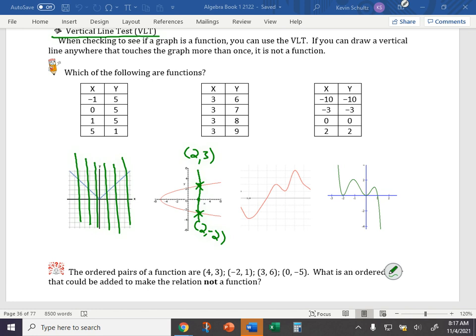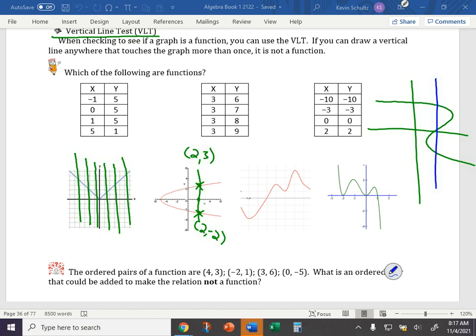Arlene. Can't you just use the y-axis instead of drawing a vertical line? No, because you might have a situation where your graph does something like this, so the y-axis only touches it once, but there is a place where I can put a vertical line and it'll touch it more than once, therefore it would not be a function.